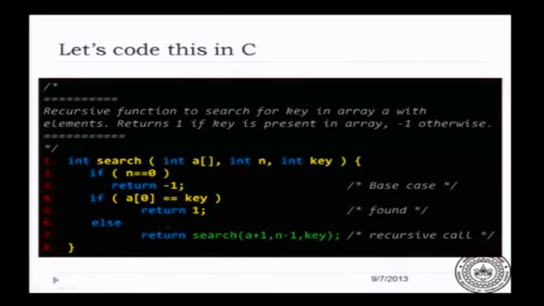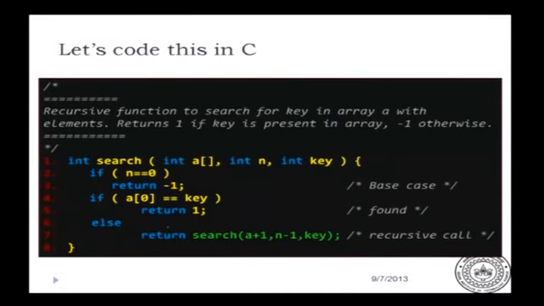Okay, let's code this in C. So we code this in a very straightforward manner. I will write int search, int a, int n, which is the size of the array A, int key, which is the key we are searching for. If n equal to 0, then return -1 because the key is not found. This is the base case. And otherwise, if n is greater than 0, you can check whether a0 is equal to key or not. If it is, then you have found the key. Otherwise, what you do is you call search a plus 1, which is the subarray starting at index 1, the subarray has size n minus 1, and key.